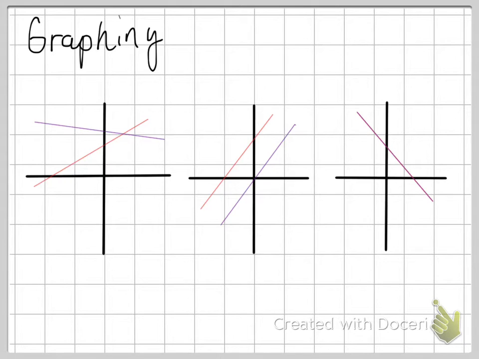Graphing systems of equations. With graphing systems of equations, we graph the two equations and we look for the intersection. Our intersection is going to be our solution. So in this case, this intersection point is our solution. There is one solution in this case.